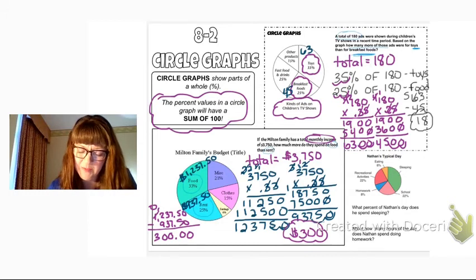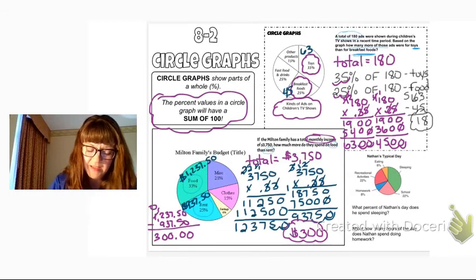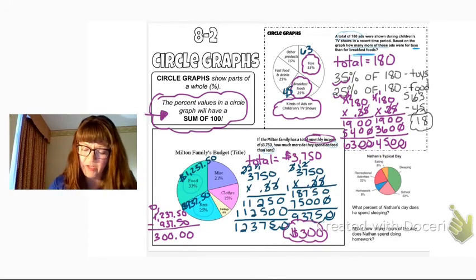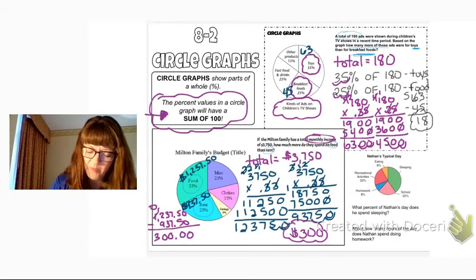Now you might notice that sleeping does not show a percent. But remember from earlier in our notes, we said that in a circle graph, the percents should have a sum of 100. So as long as I know all the other percent values, I can figure out that missing one. And that's our first question right here. What percent of Nathan's day does he spend sleeping?